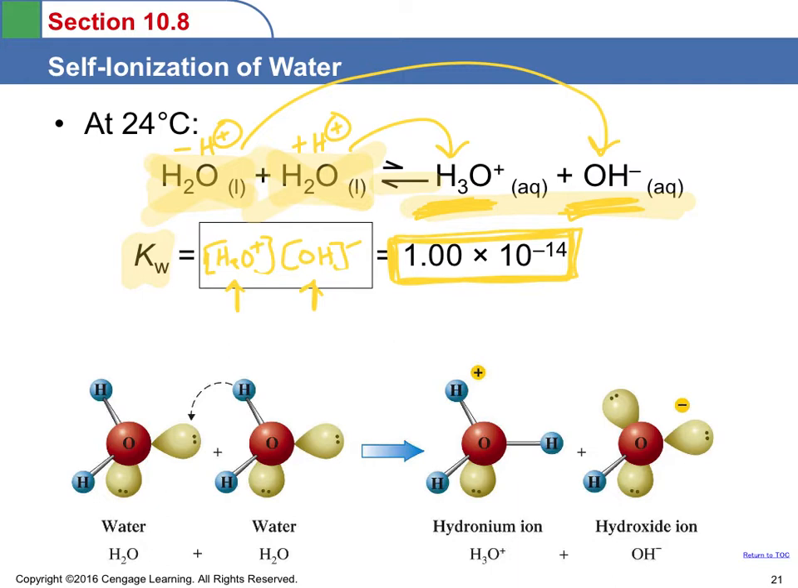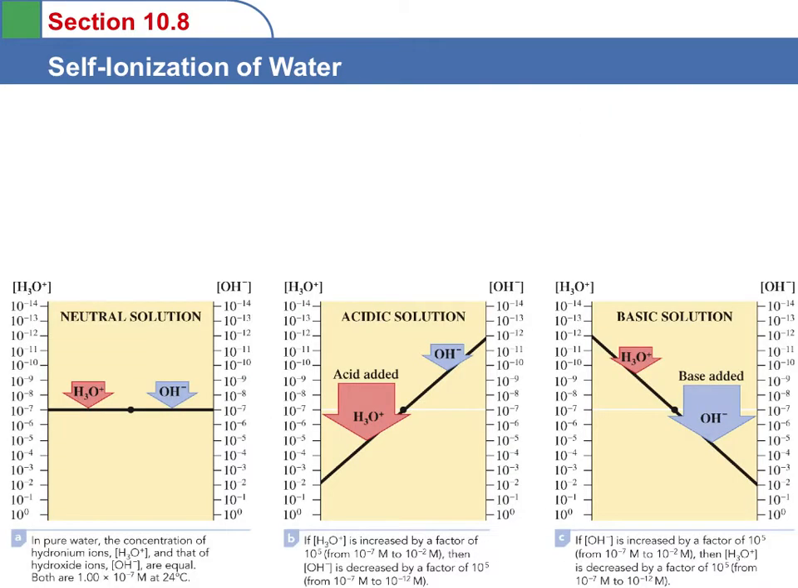The reason this is helpful is because if we have a substance where we know the concentration of hydronium, we can determine the concentration of hydroxide and vice versa, because we know the two multiplied together always has to equal 1 times 10 to the negative 14th. The reason this is important is this is going to help us determine how acidic or how basic something is. So when the amount of hydronium is equal to the amount of hydroxide, which is what this first image here is trying to show us.